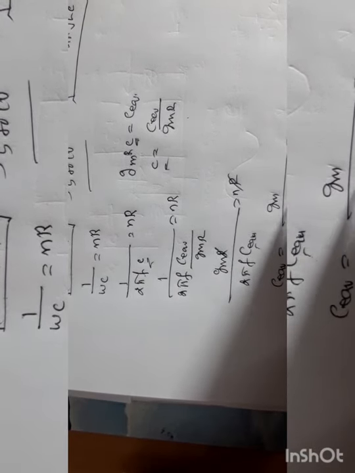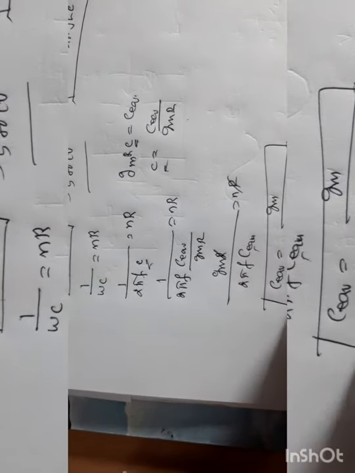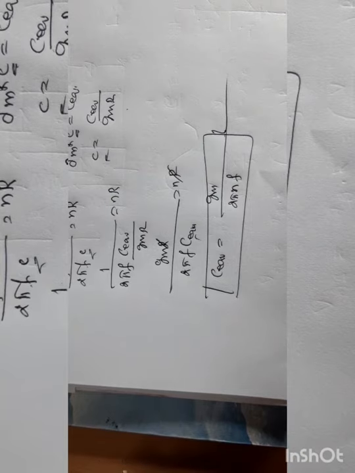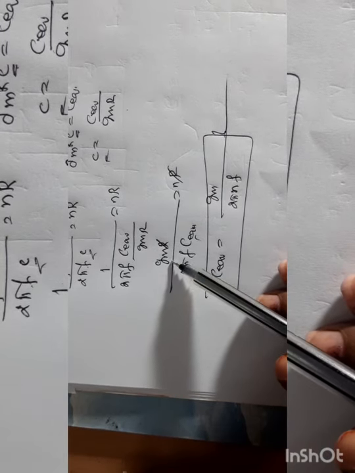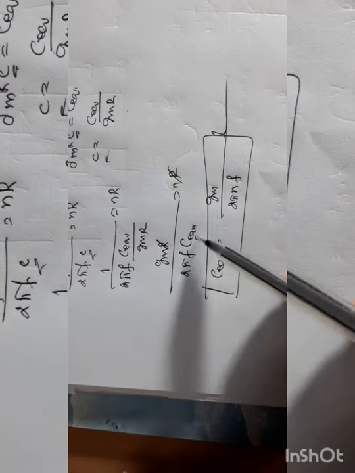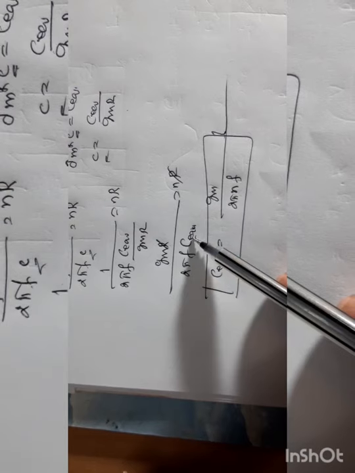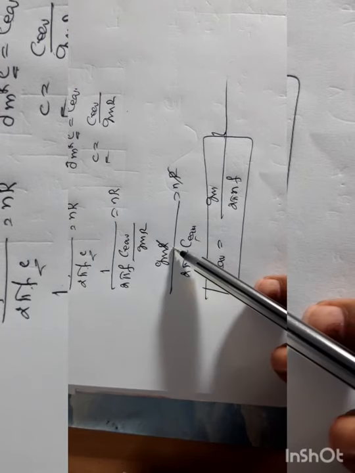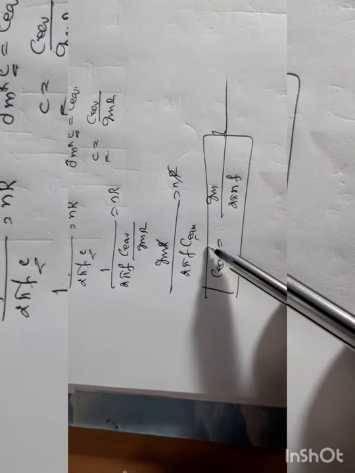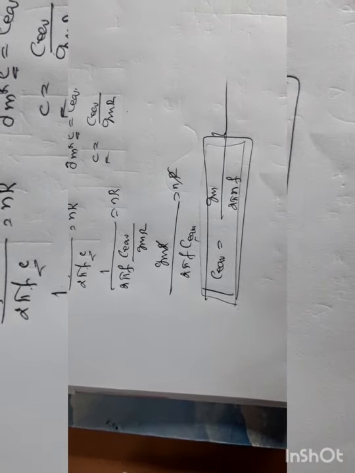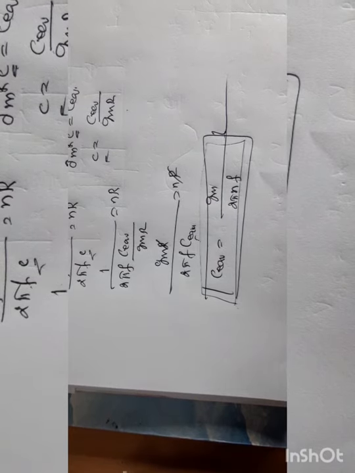This is used for solving the problem. So GmR divided by 2 pi F C equivalent is equal to NR. R gets cancelled, and you get C equivalent is equal to Gm divided by 2 pi N F. This formula is used for some problems.